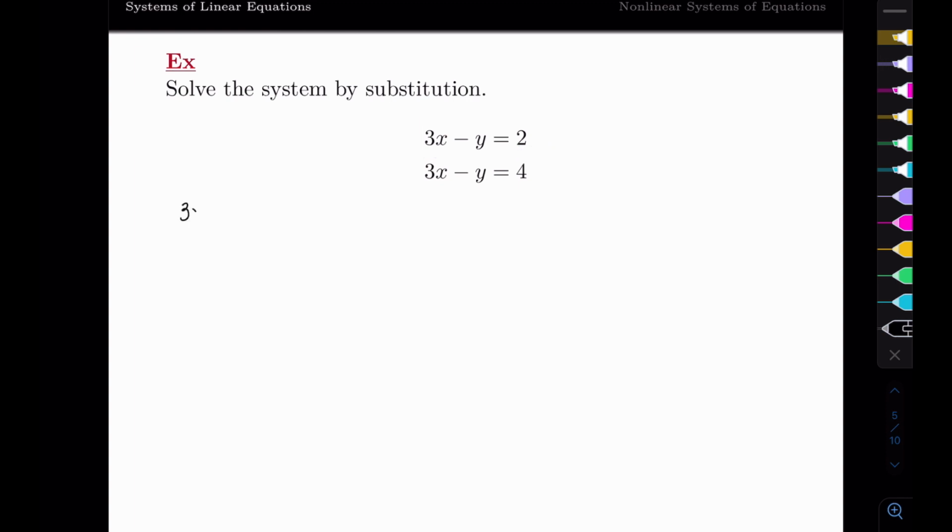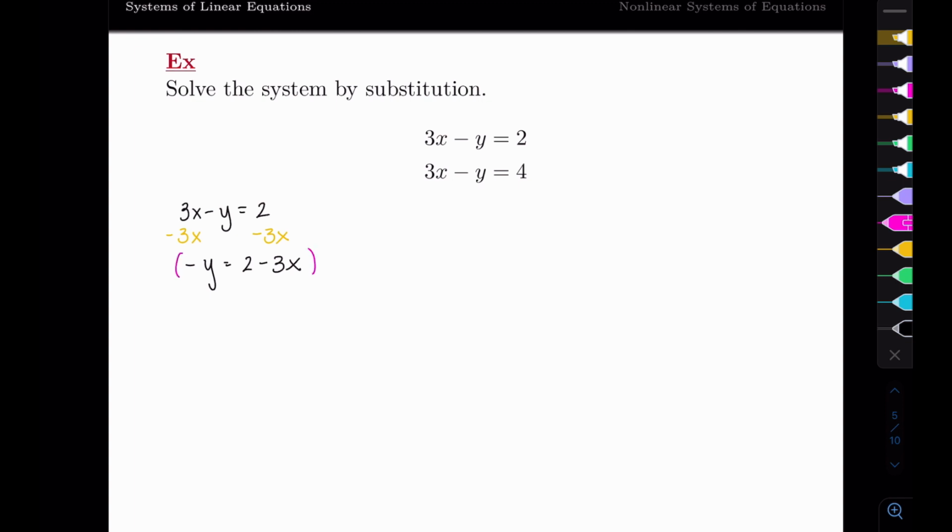So we know 3x minus y has to equal 2. In this case, I think it's probably easier to solve for y because I don't want to get rid of that 3 attached to the x. So let's go ahead and move the 3x to the other side. My 2 just fell off. So subtract the 3x. This gives us -y has to equal 2 minus 3x.